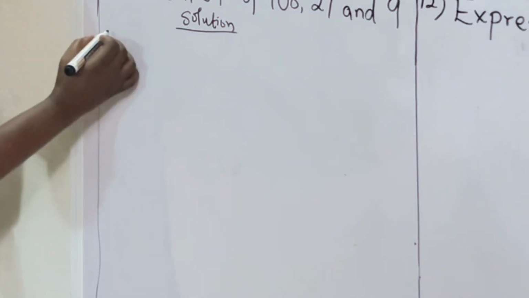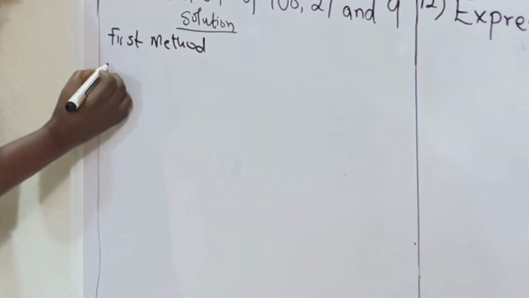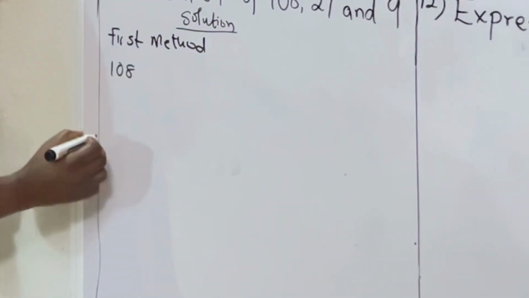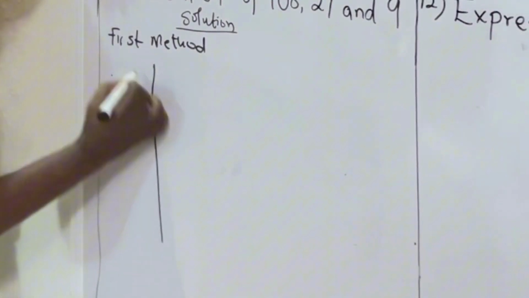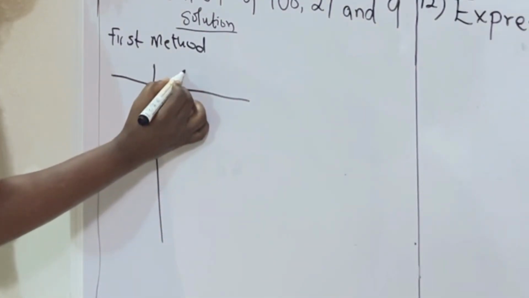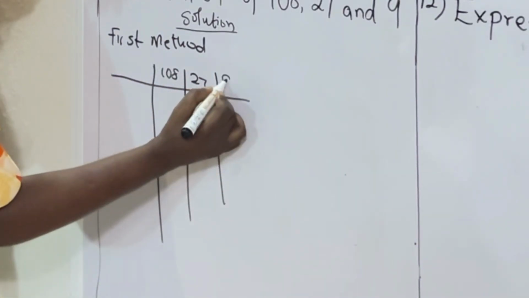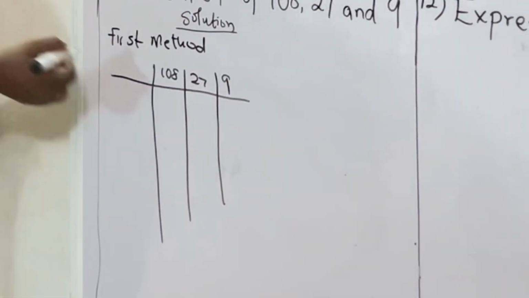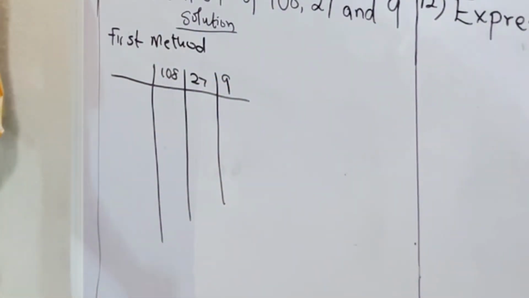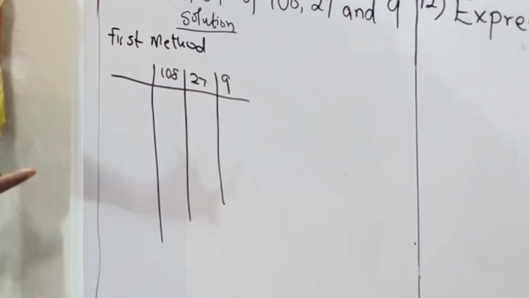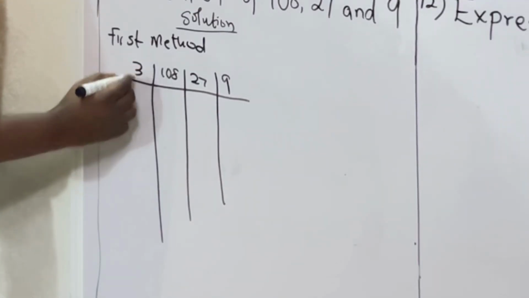Okay, let's write out the first method. We have 108. So I'm going to use the stick method first, since that one is simpler and much faster. This is the stick method. What prime number can divide these three numbers? 2 cannot divide this. It's going to be a remainder. We need a number that can divide without a remainder. That is 3.